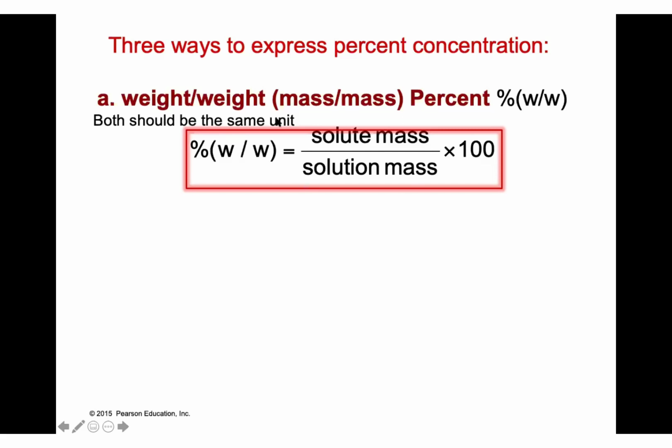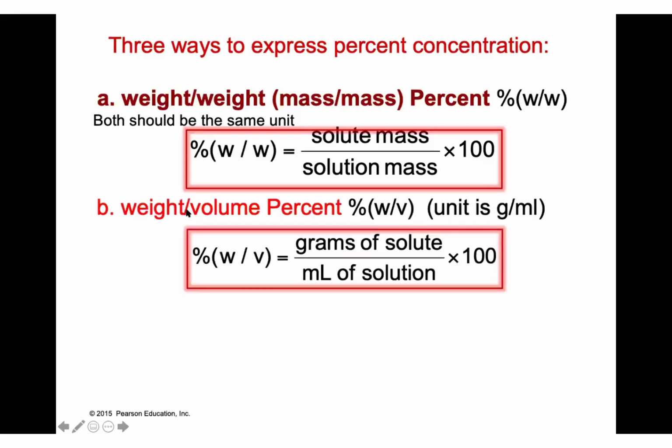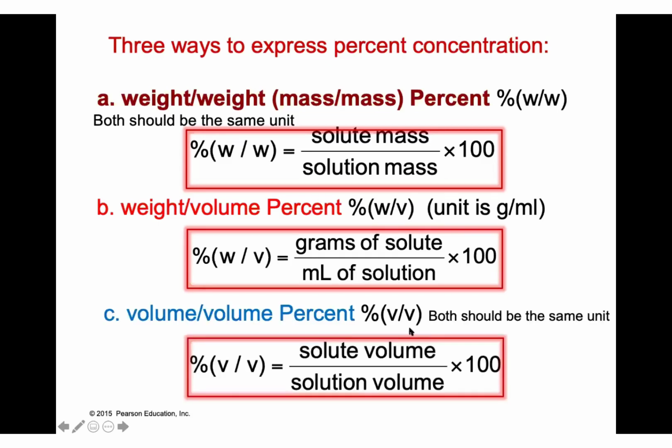The important thing is you should make sure that both units of mass are in the same unit. If it's in grams, both should be in grams. If it's in kilograms, both should be in kilograms. The second one is weight over volume percent, or W over V. The unit is always gram per milliliter. Again, we will not convert to moles here. Grams of solute over milliliters of solution times 100.